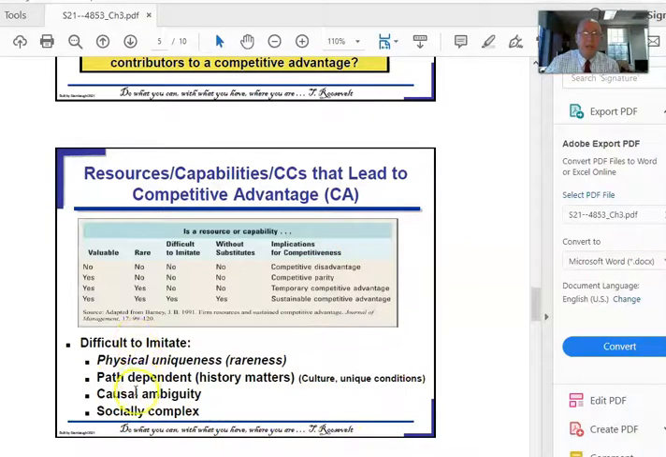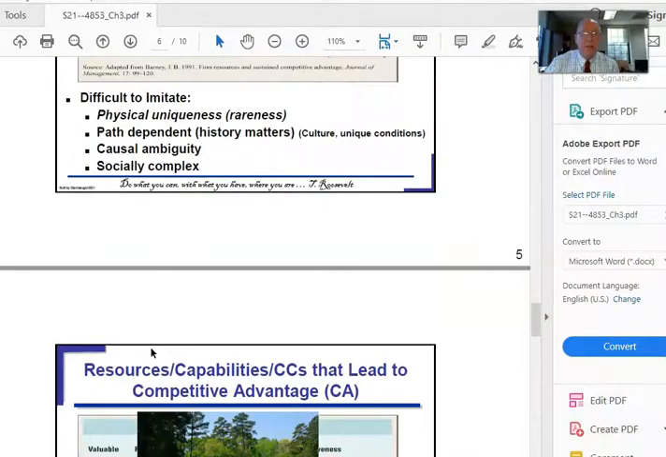Both understanding this idea of VRIN, no substitutes, although we'll talk about that on the next slide. What do you get when you get the various things, and what is it that makes a core competency hard to imitate?